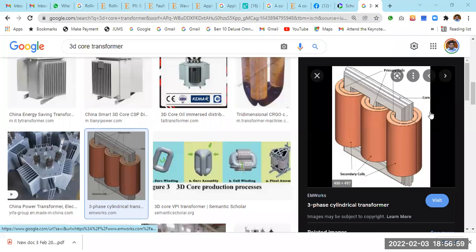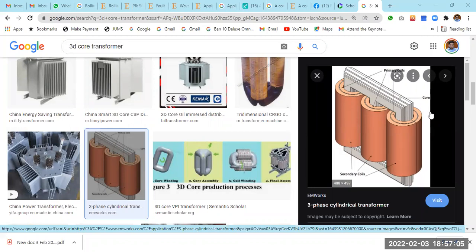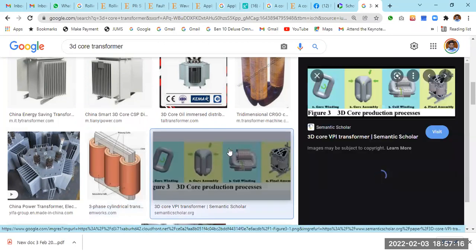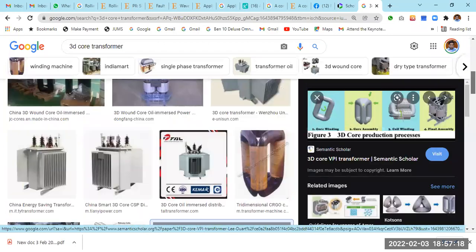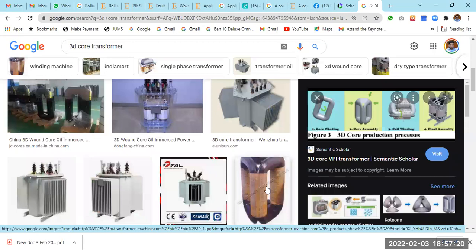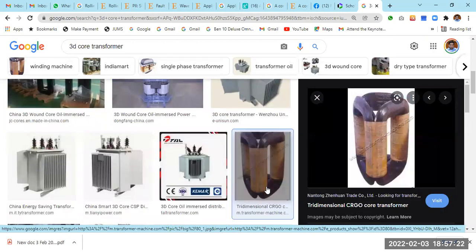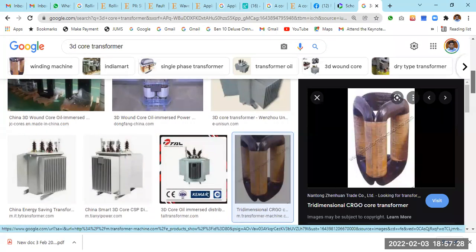Can you see this on the right? What is this construction? So this is core type. Five-limb core type. Now, see, this is a very small one. Can you see this? This is a 3D core type.